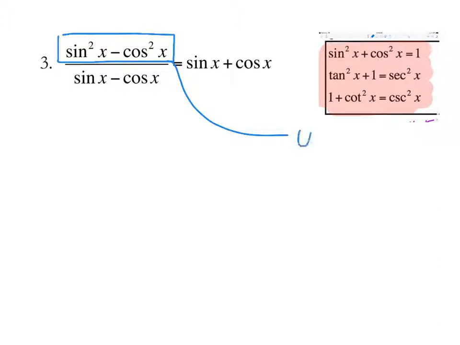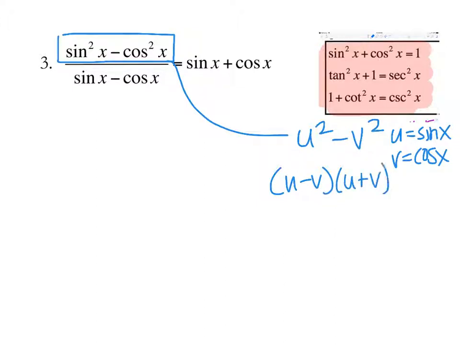So that's really like having u squared minus another letter v squared, where u is taking the place of sine x, and v is taking the place of cosine x. So in order to factor that, you're going to have to use the perfect square method. We can break this down into u minus v and u plus v. So literally that whole top is going to turn into sine x minus cosine x times sine x plus cosine x.